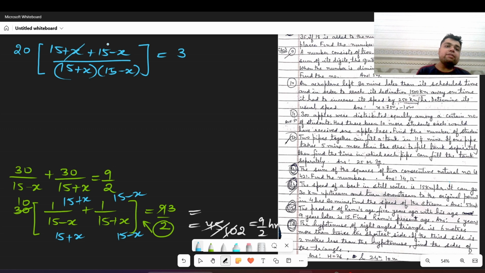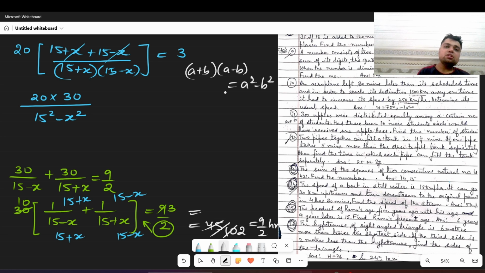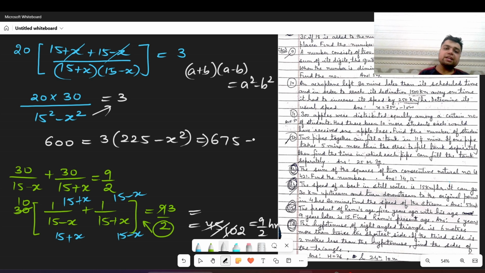Now x minus x gets cancelled out. 20 times 30 will become, divided by 15 square minus x square. So what property do we use? A plus b times a minus b is a square minus b square. This we will use. So this is equals to 3. So cross multiply here. So 600 is equals to 3 times 225 minus x square. So this becomes 675 minus 3x square.